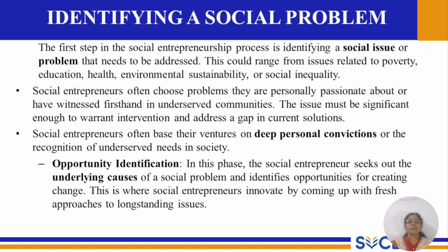So, identifying a social problem. The first step in the process is to identify a problem. Okay, they would have come across a problem, or they would have come across some challenge in the society, some needs, some requirements in the society. So, the first step by the social entrepreneurs is to identify a social cause, a problem that needs to be addressed. This could range from issues related to poverty, healthcare, education, environmental sustainability, social inequality, hygienic problems, and clean water, etc. So, social entrepreneurs often choose problems they are personally passionate about or have witnessed firsthand in underserved communities.